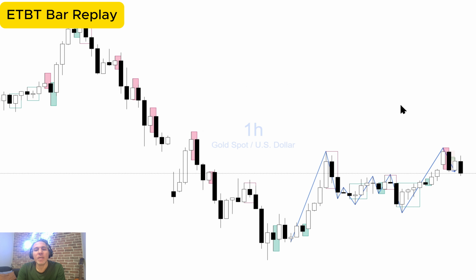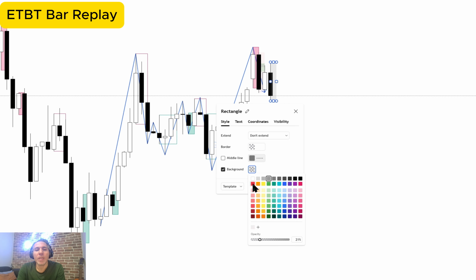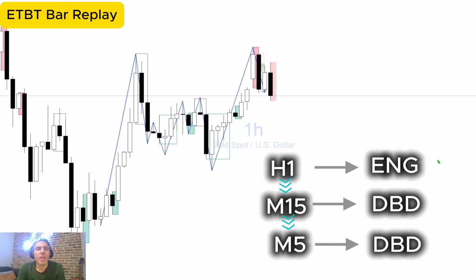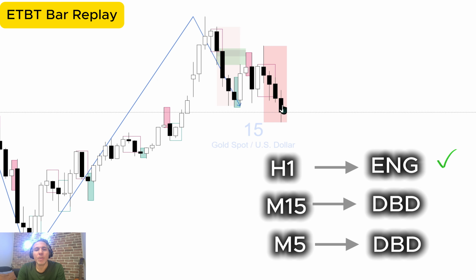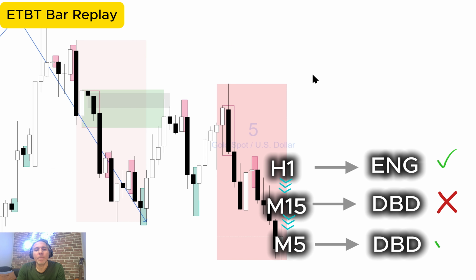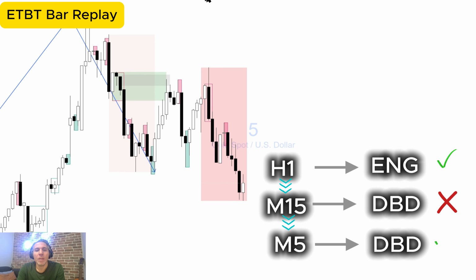Now, when we have this engulfing or momentum candle, this is our candle. And this is red because it is 1 hour. I put red for 1 hour. Now, we drop down into lower time frames. So 1, 2, 3, 4. Do we have any drop-base-drop here? Nothing. What about this one? Yes, we have a drop-base-drop. Okay, let me show you this.